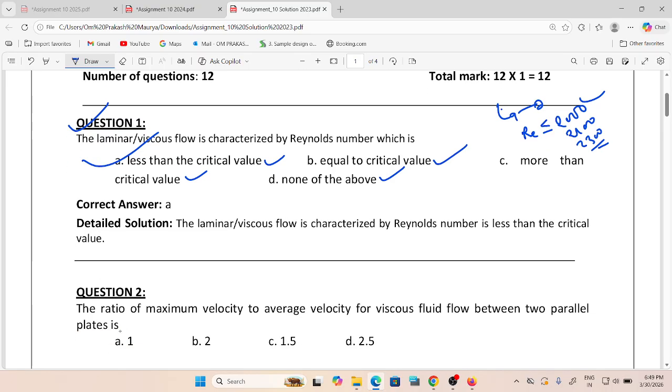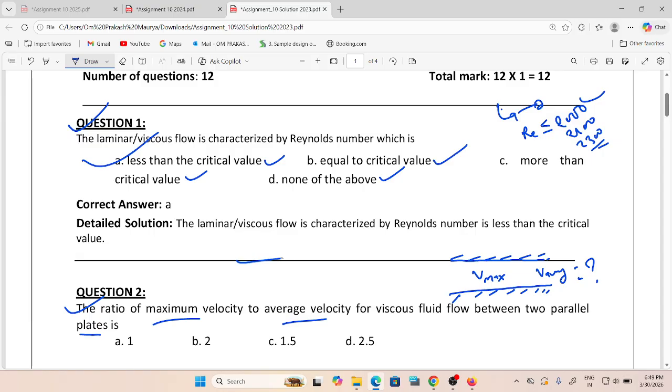Option 2: the ratio of maximum velocity to average velocity for viscous fluid flow between two parallel plates. Always remember this, please. So this is a parallel plate. So the relation between V max and V average.